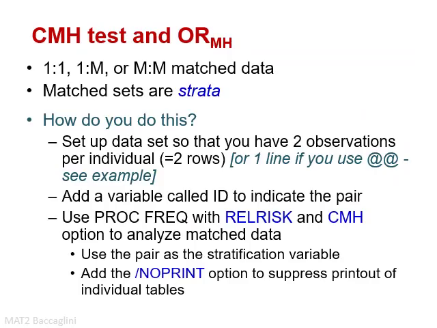So let's take a look at these. Keep in mind the matched sets are strata. So pairs are strata, and any matched set is a stratum. In order to do this Cochran-Mantel-Haenszel test, we set up the data set so that you have 2 observations per individual, or 2 rows.